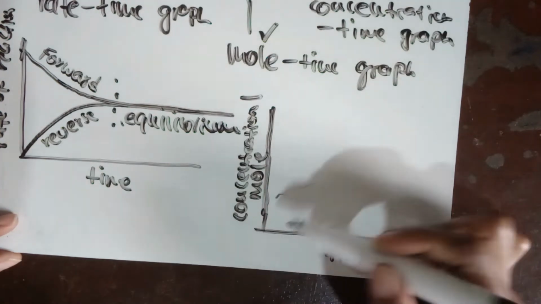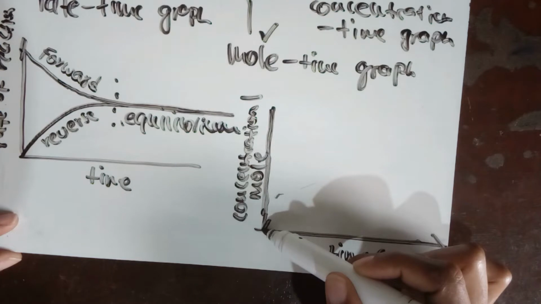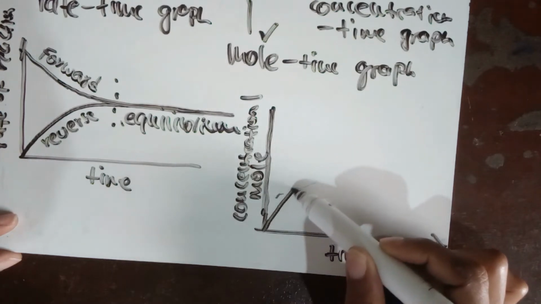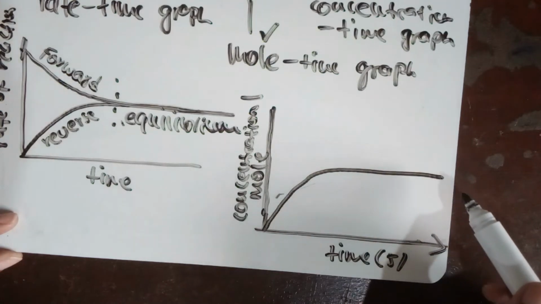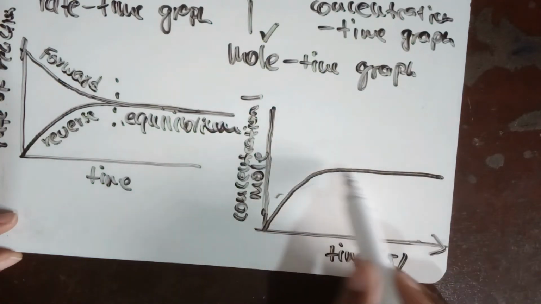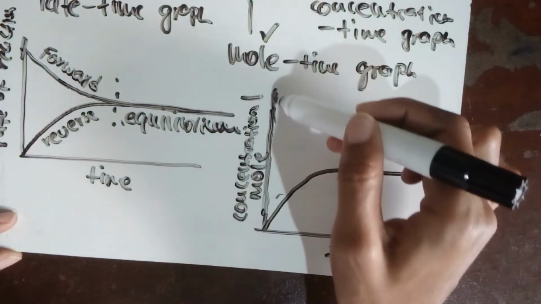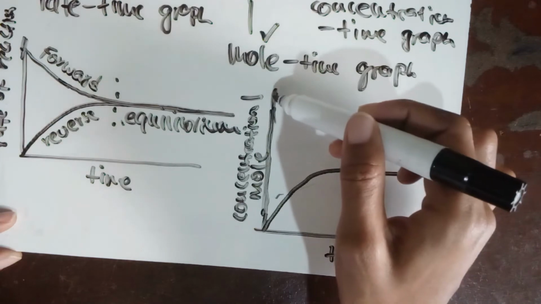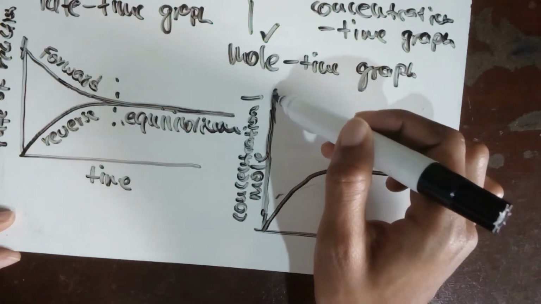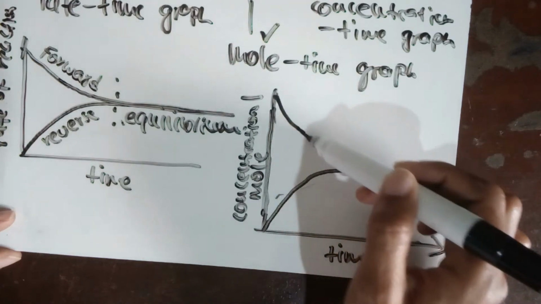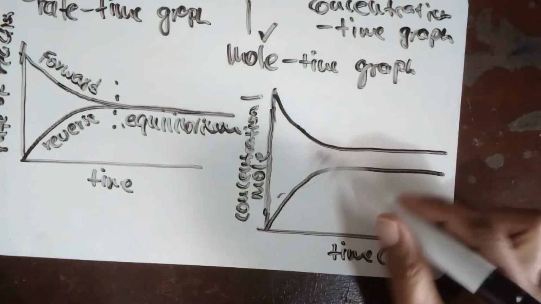So you have your reverse reaction, maybe from here. Its concentration is low at the beginning, but as more product is formed, the concentration increases until it reaches a point where the concentration, or the number of moles, is no longer changing. Here you have the highest number of moles, or highest concentration, of your reactants at the beginning. Remember, that's what you're starting with, and then it decreases until it reaches a point where there's no change in concentration or moles.